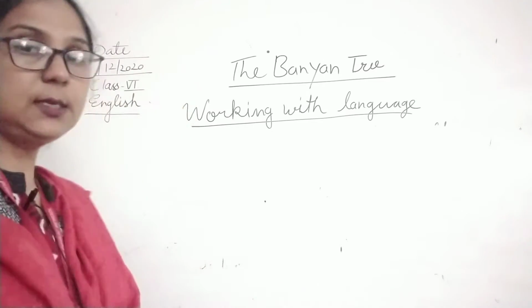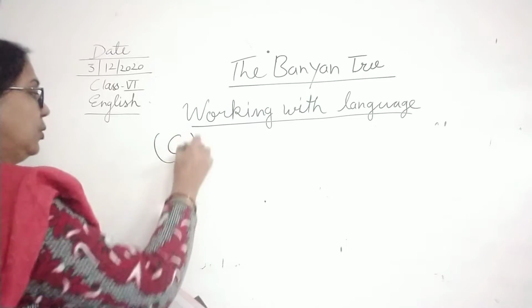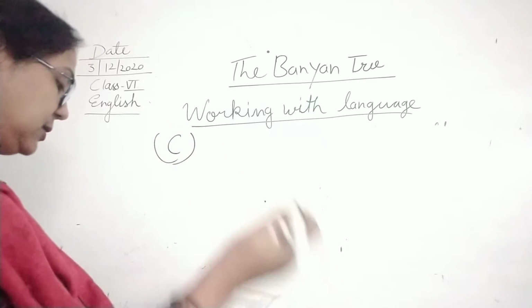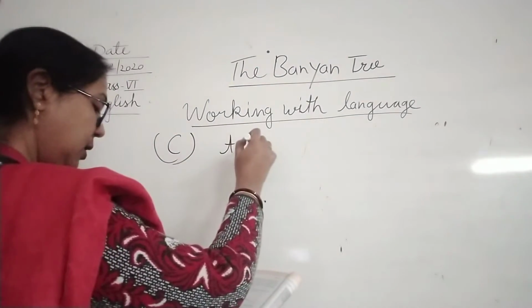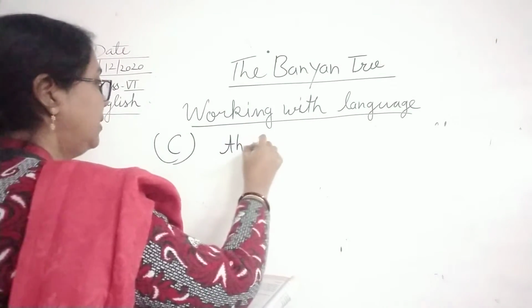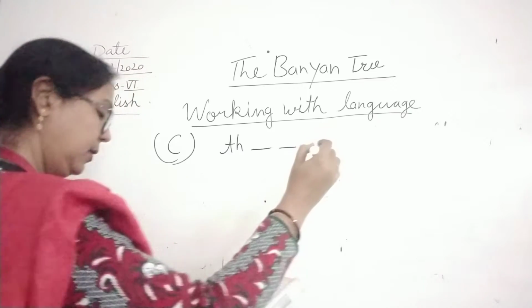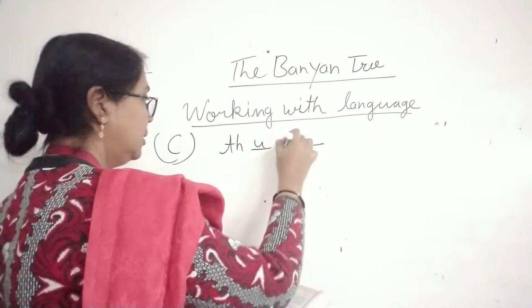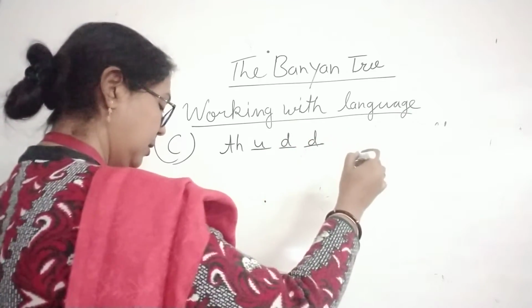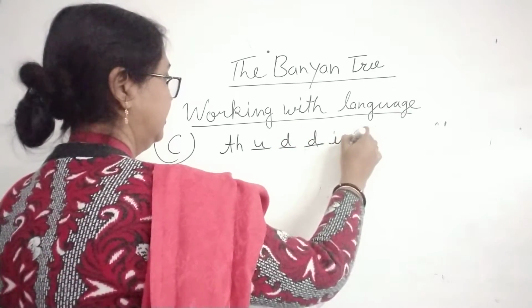So now this is exercise number C we are going to do, and that is his snout is thudding. Thudding: T is written over here, TH is written over here, and we have to fill in 3 letters. So thudding, double D, I, N, G is there.